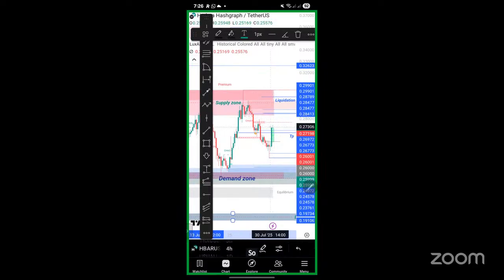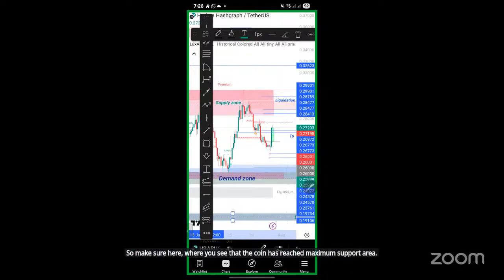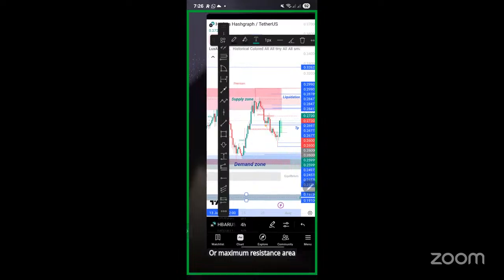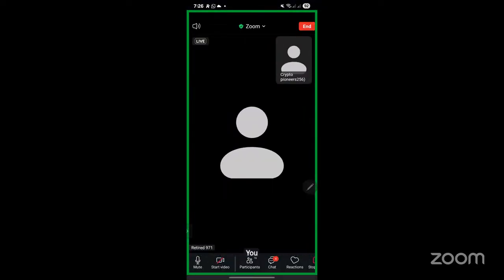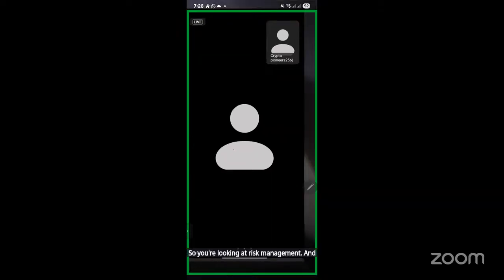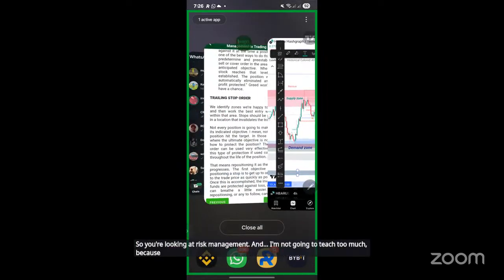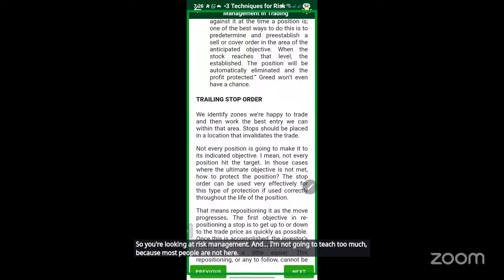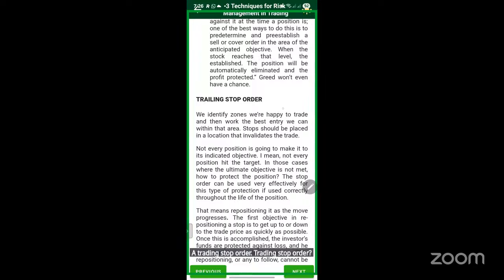So make sure here, where you see that the coin has reached maximum support area or maximum resistance area, you set a stop order such that you eliminate the losses. So we are looking at risk management, and I'm not going to teach too much because most people are not here. Trading stop order. We identify zones we are happy to trade, and then work the best entry we can within the area.